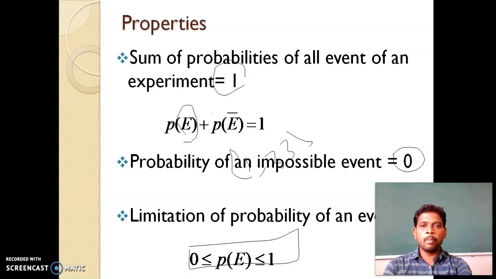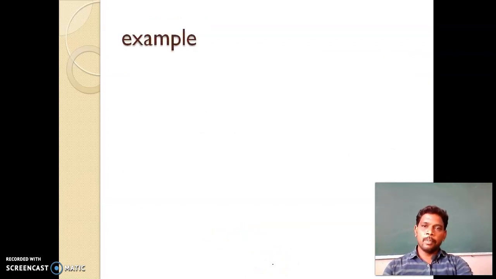These 3 are very important properties. The sum of the probabilities of an experiment is 1, the probability of an impossible event is 0, and the limitation of probability is 0 less than or equal to P of E less than or equal to 1. It means the probability of any event may be 0 or definitely less than or equal to 1. Okay. Look at the next example.